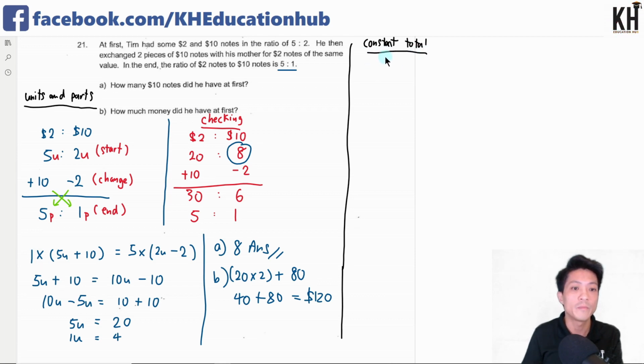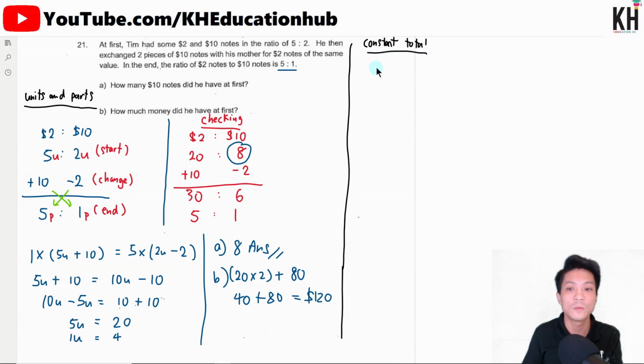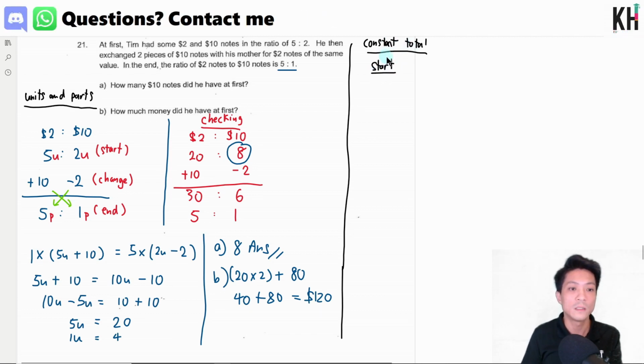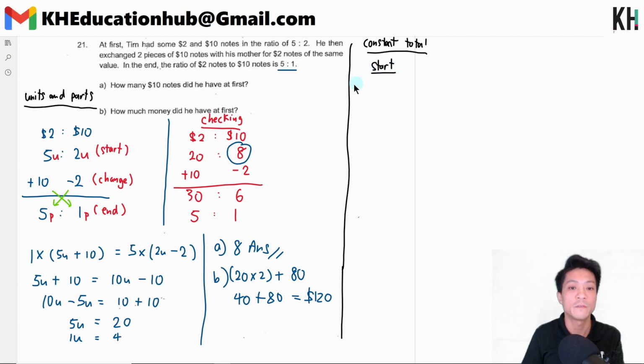The constant total method. So what we're gonna do is, at first, I'm gonna do start. In order to use this method, you must realize that the amount of money at the beginning is actually equal to the amount of money in the end. So the total amount of money did not change at first or in the end.